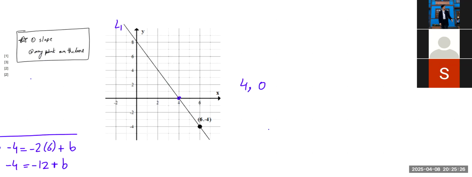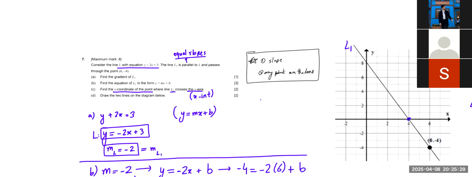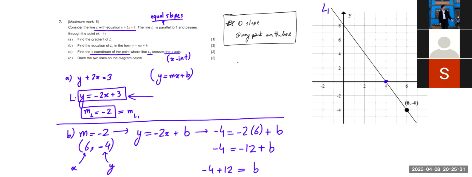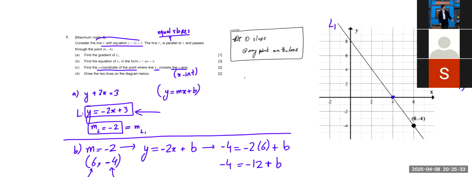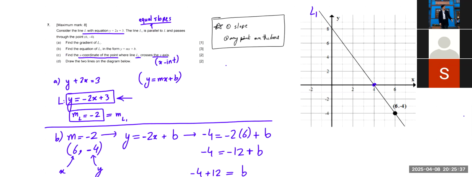What about L2? Sorry, what about L though? Just L. Well, line L has this equation from earlier. See, it was given. y equals -2x plus 3. The thing is, to draw this line, we need 2 points. So we don't know any points right now.